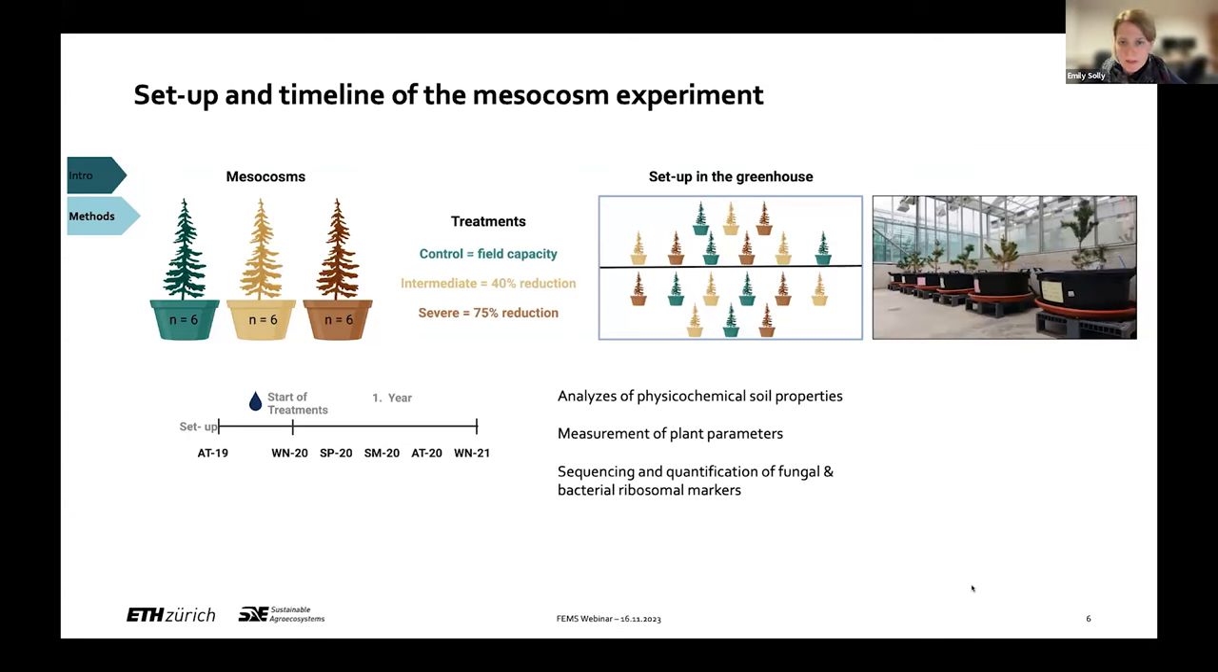After the start of the treatments, we then sampled on a seasonal basis, and we analyzed all sorts of parameters for the soils and for the plants, for instance, pH, nutrients in the soil, but also growth of the plants and gas exchange. And we, of course, also analyzed and assessed the soil microbiome using DNA sequencing and the qPCR method for the quantification of fungal and bacterial ribosomal markers.